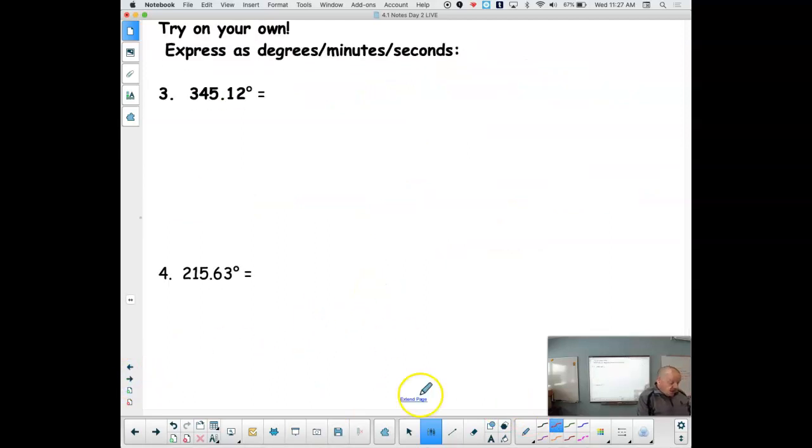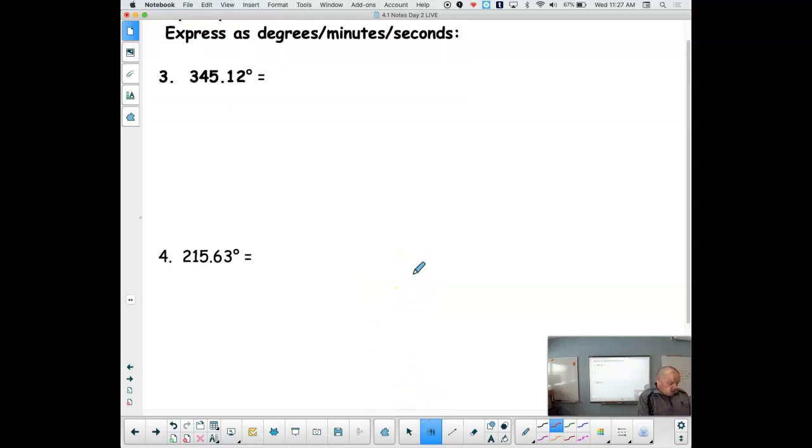Going the other way, going into degrees, minutes, and seconds, again, this 345, that's going to be our degree. We can forget about it for now. Okay? So that leaves me with 0.12, and I'm going to multiply that by 60 to find how many minutes we have, and I get 7.2. So the 345, that would be my degrees.